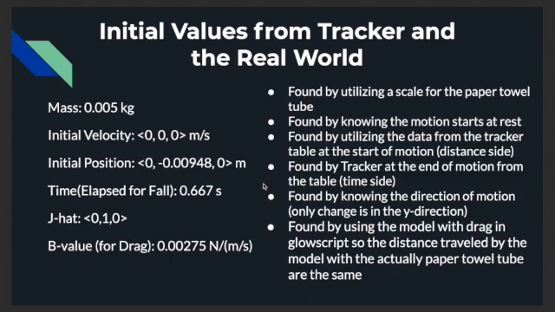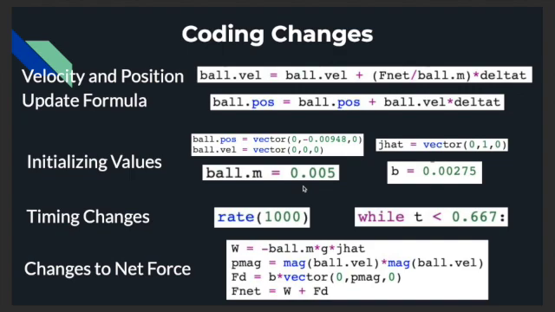Now, let's transition over to our model data and our GlowScript data in order to observe these models. Clearly shown here, we can see some of the major coding changes that I made to the code, such as the velocity and position update formula I added to both, the initialization values which I added to both except for b, which I only added to the one with drag, the timing changes which I had with both, and the changes to net force which I only had for the first one, the one without drag, gravity, and for the second one with drag, I had gravity along with drag force, so weight force and drag force.